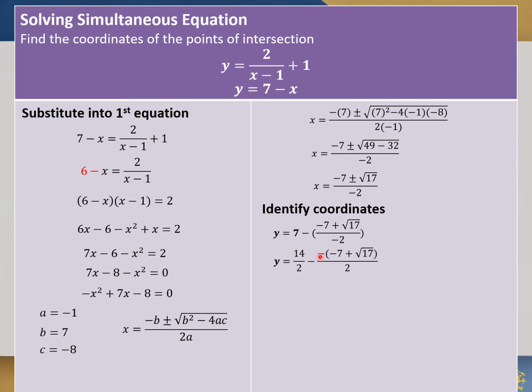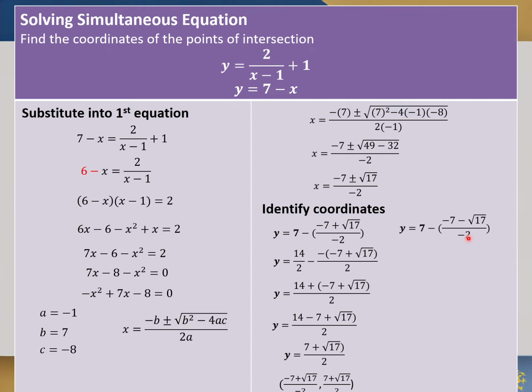Now this is a negative and negative, which is a positive. So then I've got 14 plus negative 7, which becomes take away. So 14 take away 7 is 7. That now gives me my y point. So when x is negative 7 plus square root 17 over negative 2, my y point is 7 plus square root 17 over 2. Apologies, I think it might be cutting off down the bottom.